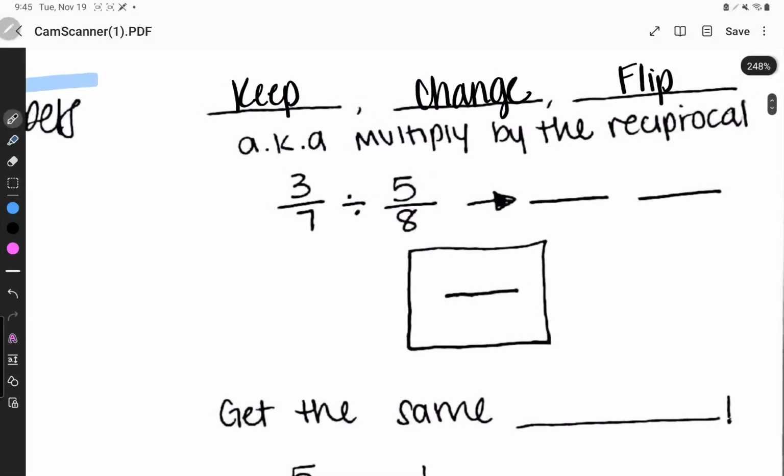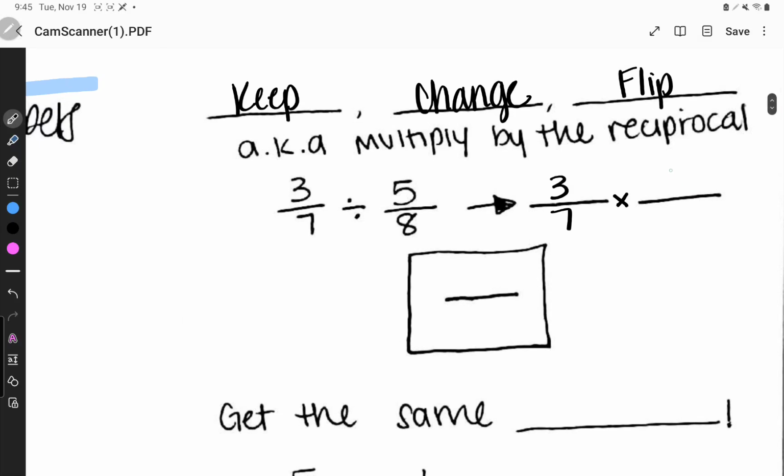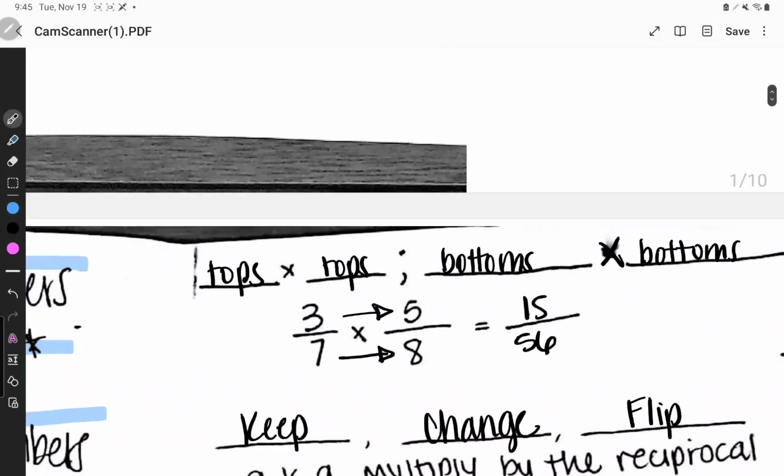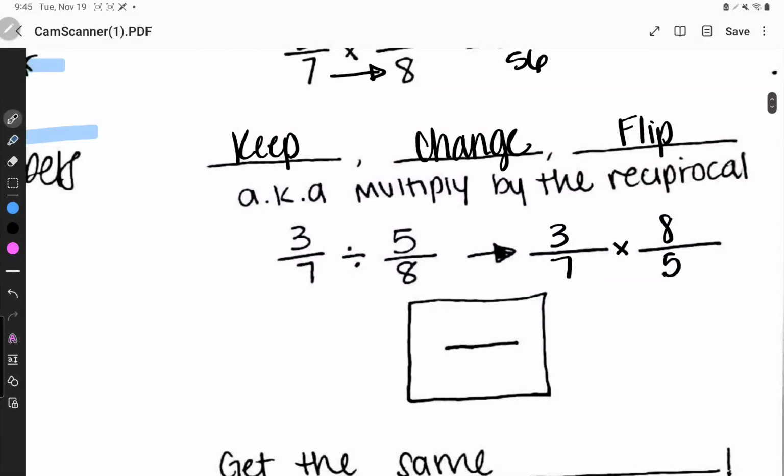So this right here would keep 3 over 7, change the division to multiplication, and flip 5 over 8 to be 8 over 5. And then after that, you do exactly what we did with multiplication, which is tops times tops, bottoms times bottoms. So we do 3 times 8, and 7 times 5, and 3 times 8 is 24, and 7 times 5 is 35.